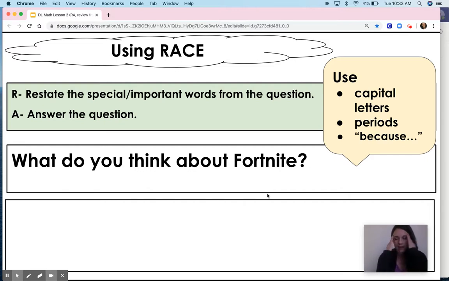What do you think about Fortnite? All right, so I got to get my thoughts. What do I think about it? Well, I think it sounds fun, but I'm also a little bit confused about it because when I tried it on my own, I could not figure it out. So that's what I think. Let me go back to R though and make sure I do the right thing. It says restate the special words. I can't circle on the computer, so I'm just gonna think, what are the best words I gotta use from here? Think, because that's like the question. What's going on in my mind about it? And then definitely Fortnite. So I wanna make sure I use think and Fortnite when I answer the question.